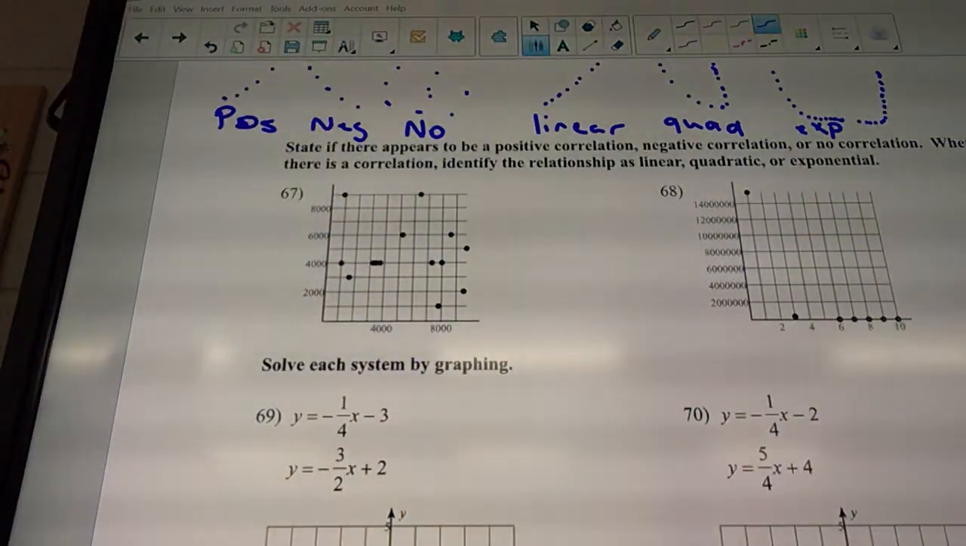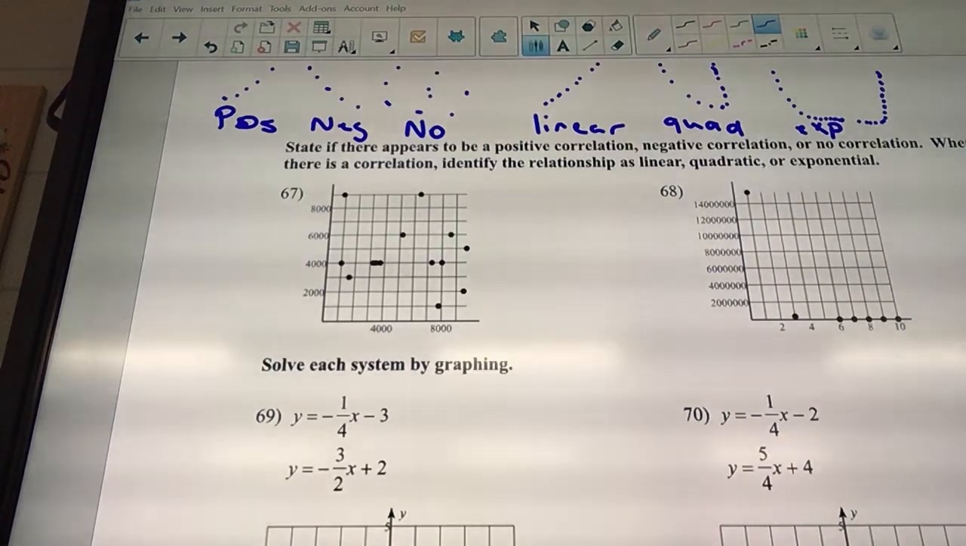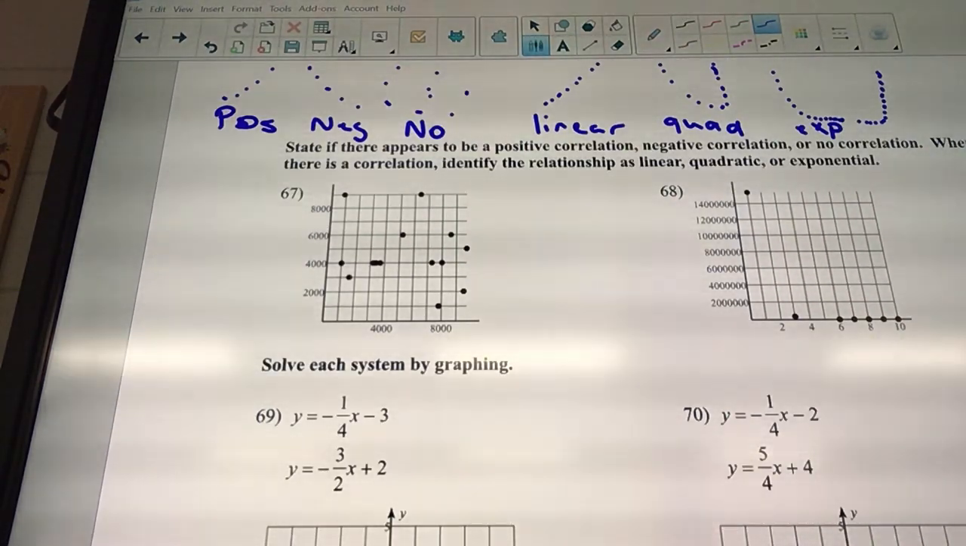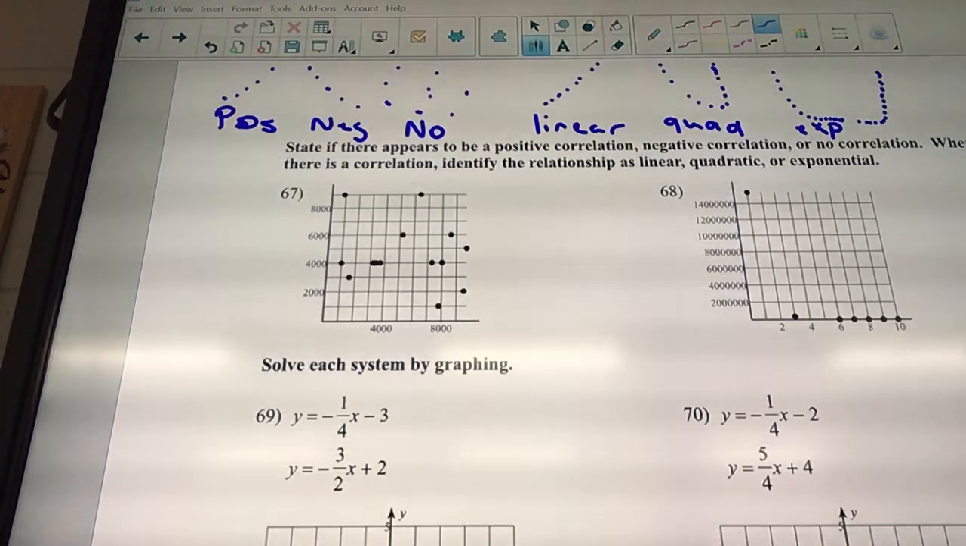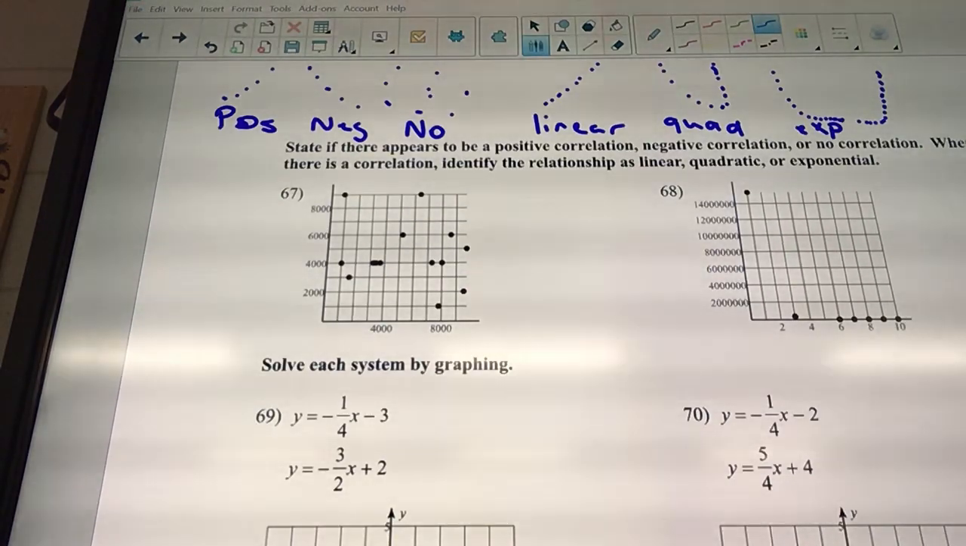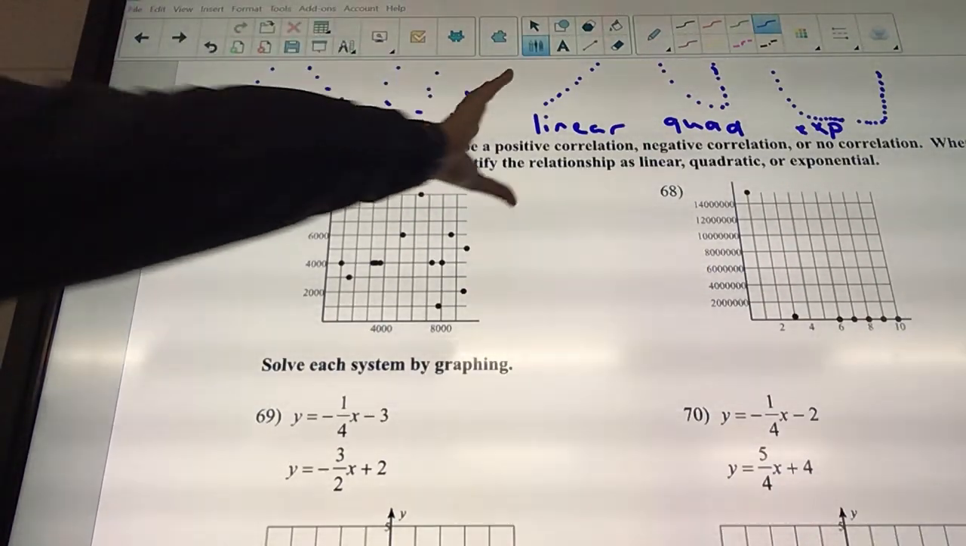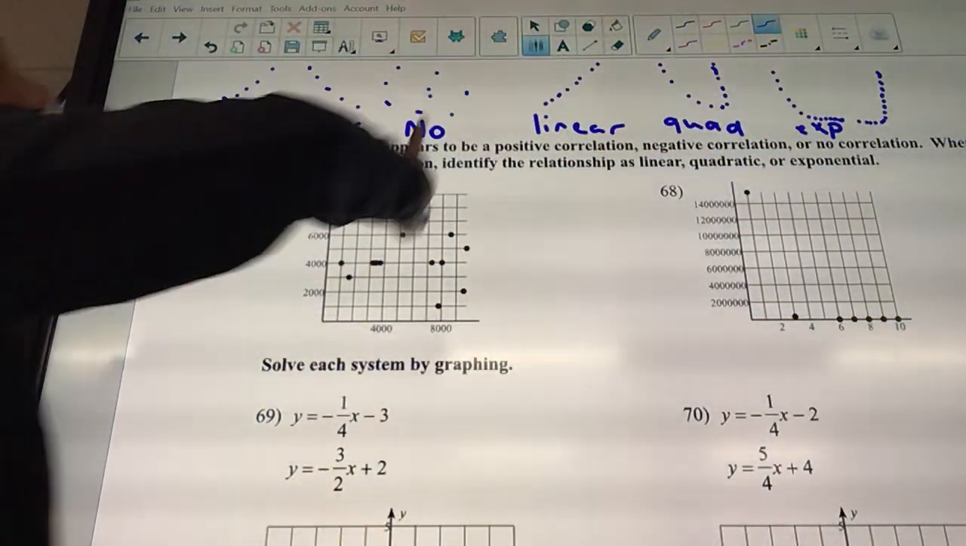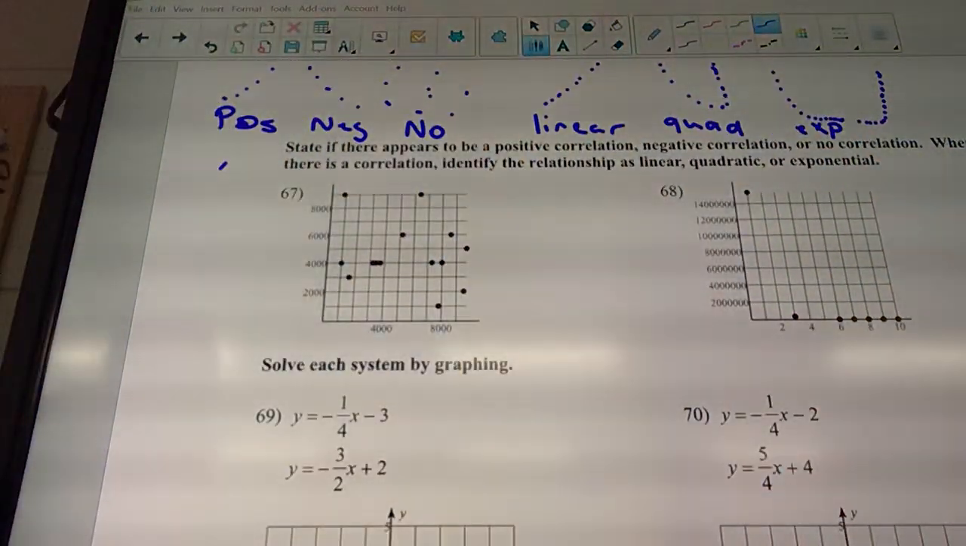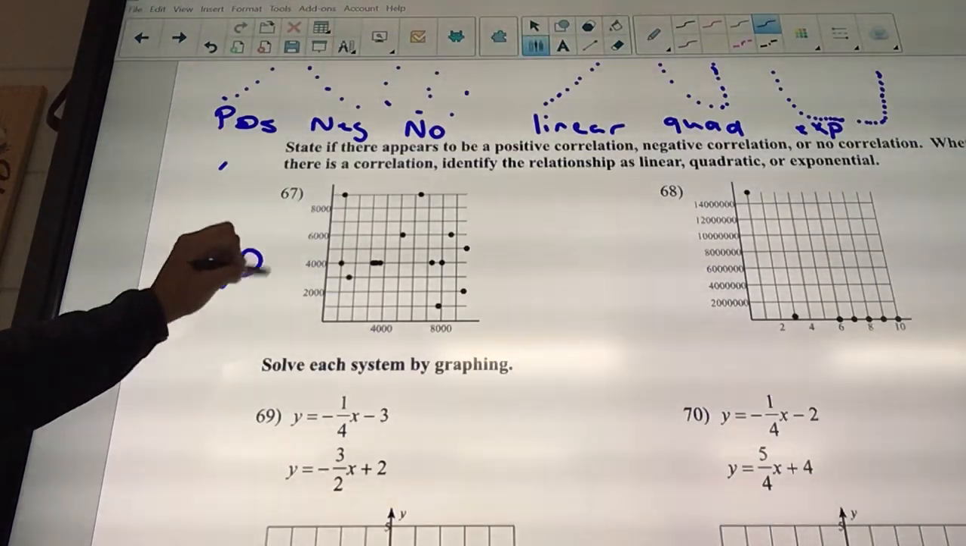So if we look at 67, does that look like positive, negative, or none? It looks like a none. And if it's a none, then it's none of these as well. If it's a positive or a negative, then you also have to pick one of these. So this is going to be a no correlation, or you can say none.